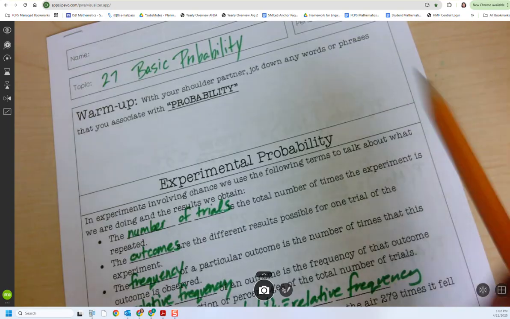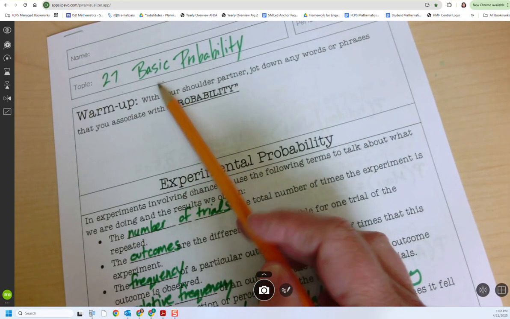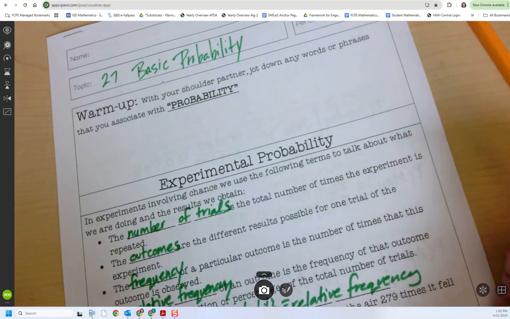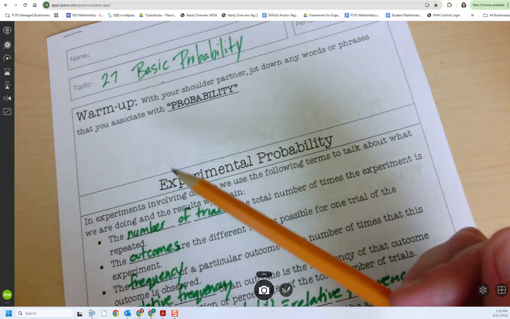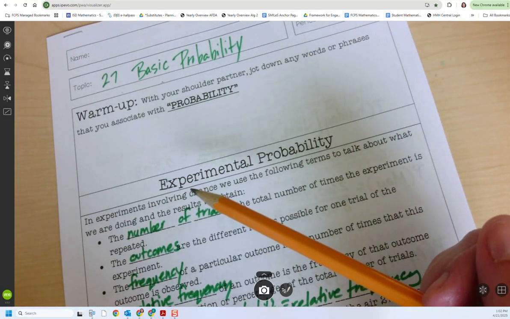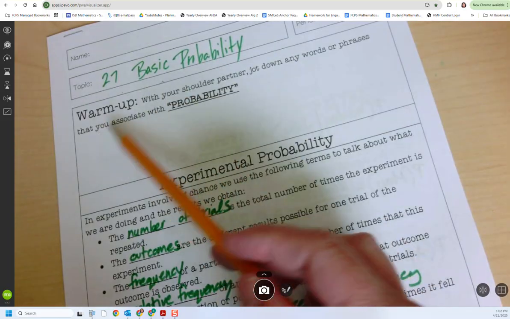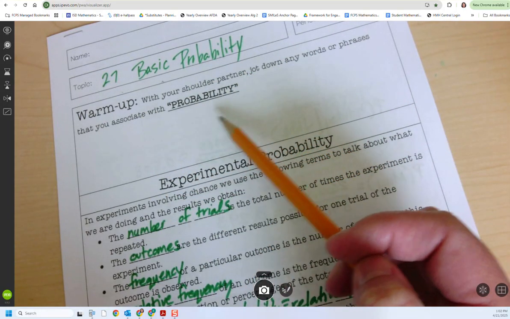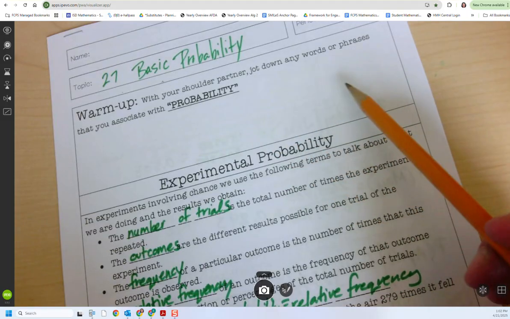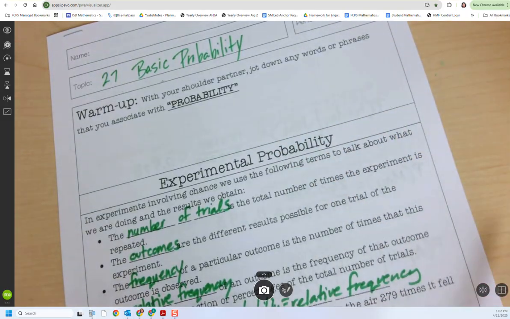In topic 27, we're just reviewing some basic probability. You might remember some of these topics from middle school, but that was a long time ago, so you just need a little review before we do some more advanced probability next class. So in the warm-up, you're just trying to remember your background knowledge on probability and adding some words here that you remember. All right.